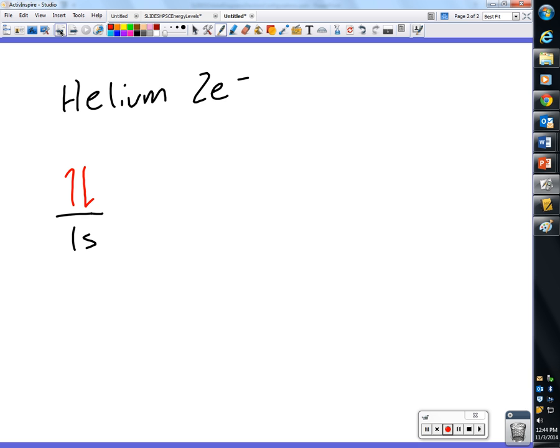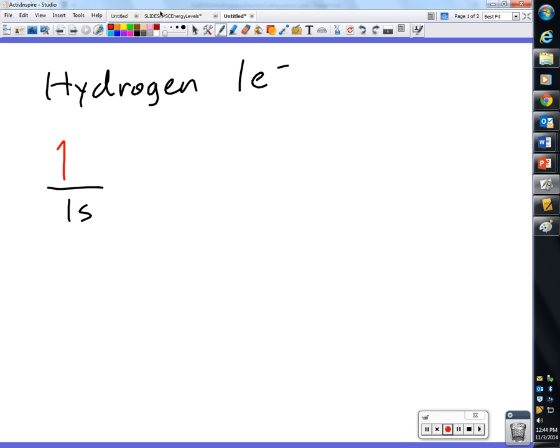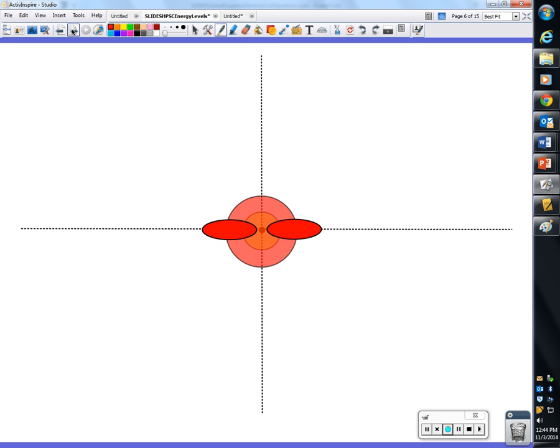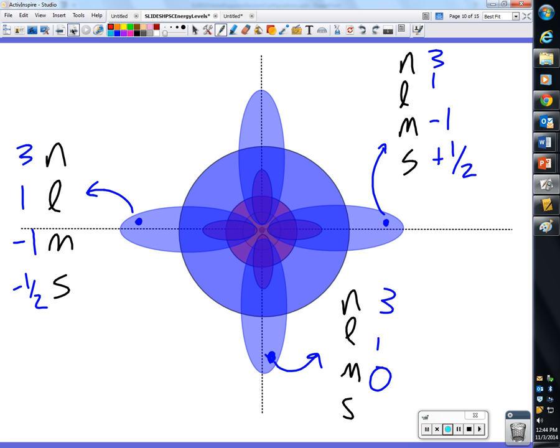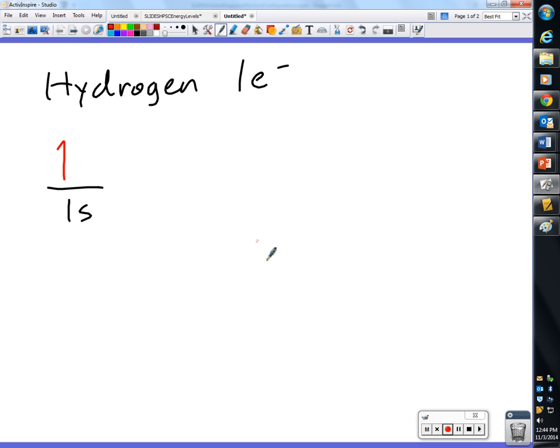Because doing this, let's say later on we're going to do an orbital diagram for potassium, and potassium has 19 electrons. Doing this for 19 electrons is not convenient, okay? So that's what we're doing here. We're representing the same information, just in a more condensed version. Does that make sense? Okay. We'll go with it, okay?